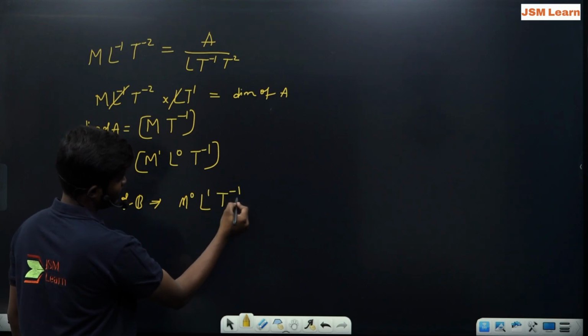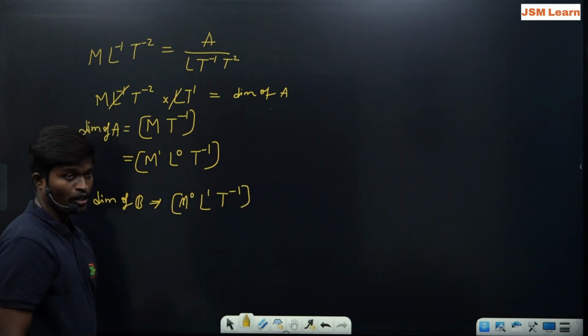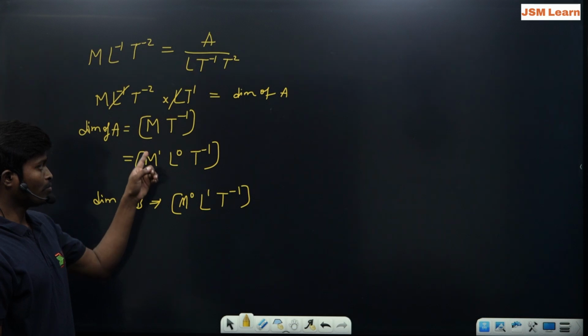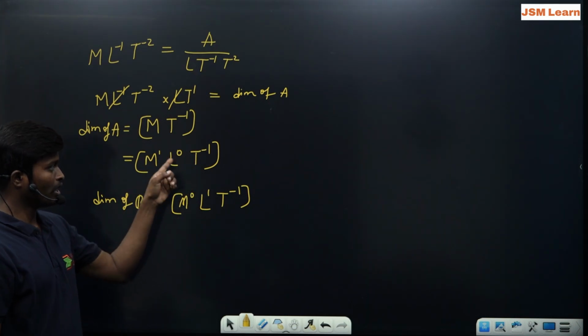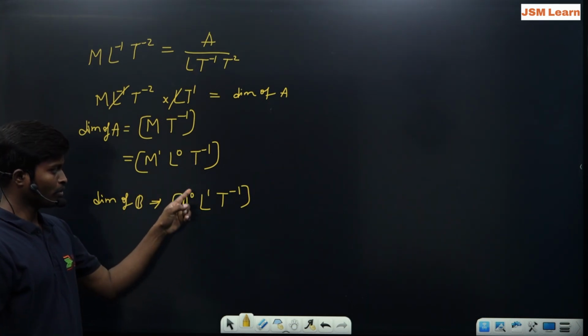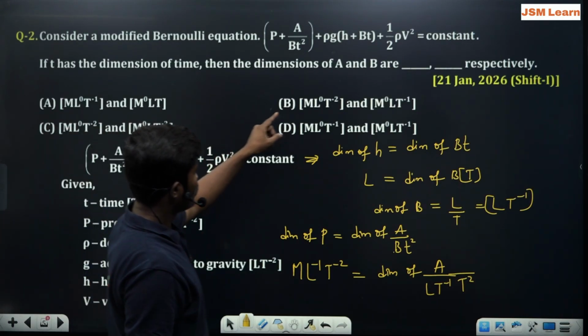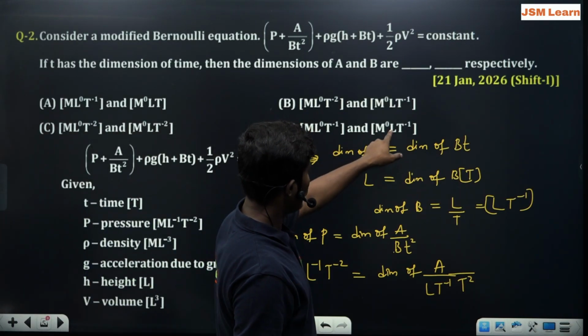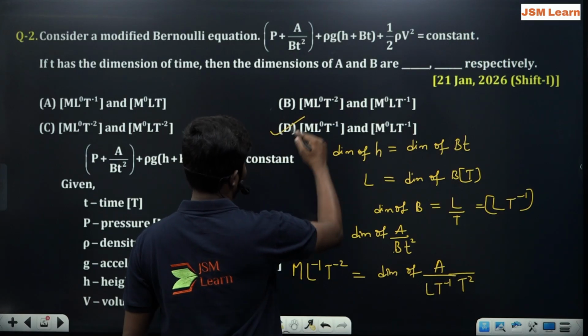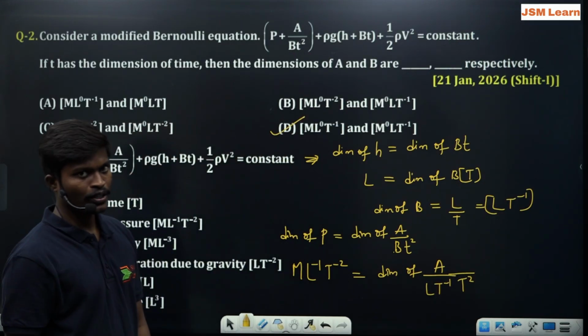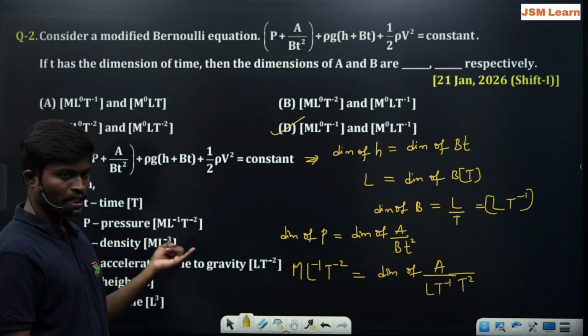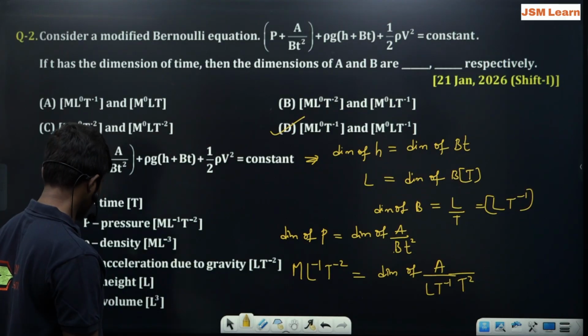L1 T minus 1. If you look at the given options, the dimensions are M0 L0 T, M1 L0 T minus 1, M0 L1 T minus 1. So you can take M1 L0 T minus 1 and M0 L1 T minus 1. So option D is correct. This is a way to solve based on dimension analysis as well as the principle of homogeneity.